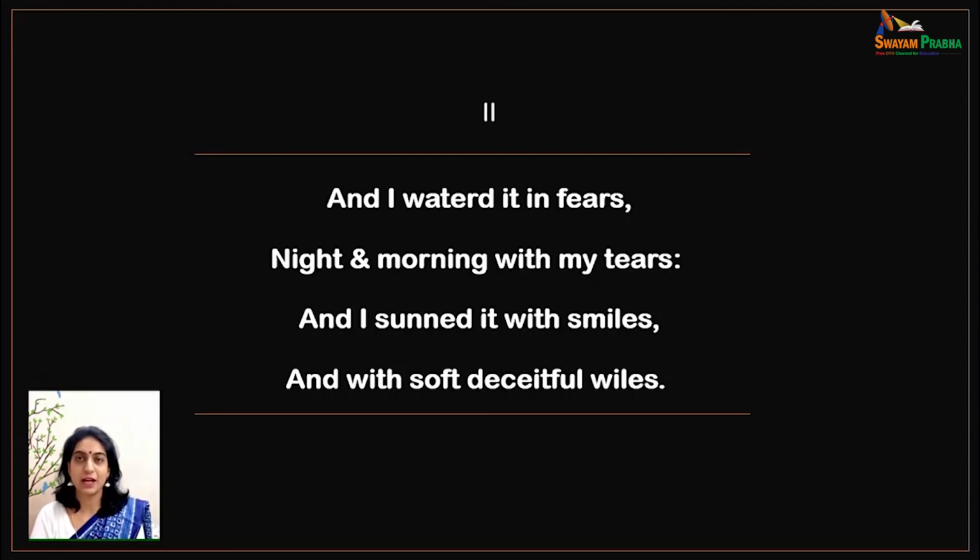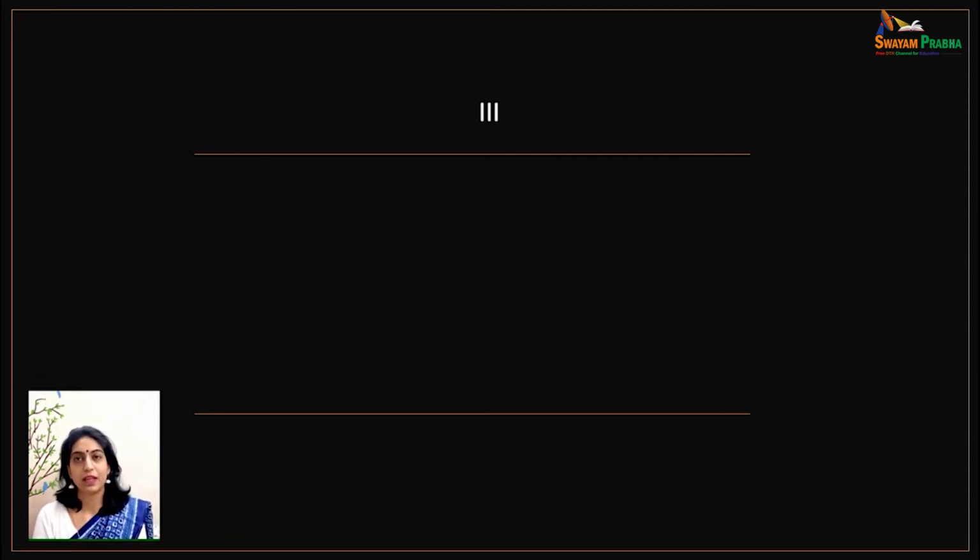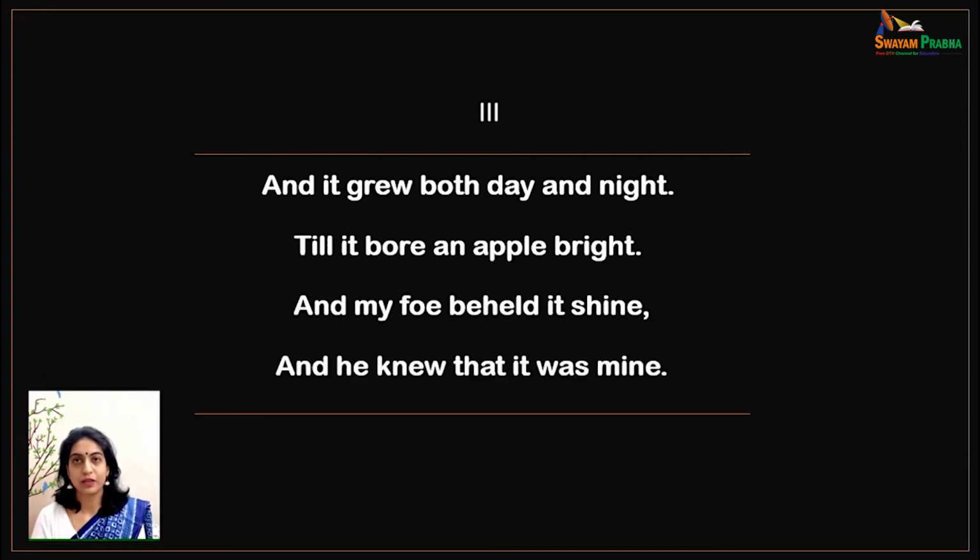Now the next stanza number 3 says, "And it grew both day and night, till it bore an apple bright. And my foe beheld it shine, and he knew that it was mine." The stanza further intensifies the scene of the situation getting worsened. The narrator talks about how his wrath and the vengeance grew day and night, and as a result bore an apple.